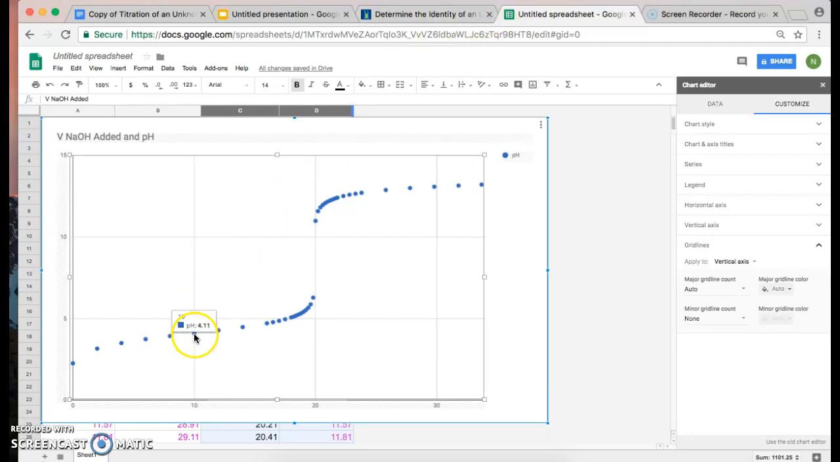If you didn't have a point at the half equivalence point, then you would have to estimate it based on your curve. So let's say, for example, if mine was at 11, I would do an estimation based on the information in my curve. All right, so the pH at the half equivalence point is 4.11. That means my pKa is 4.11.